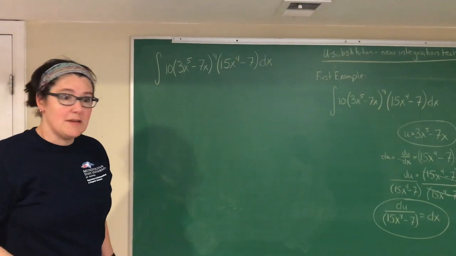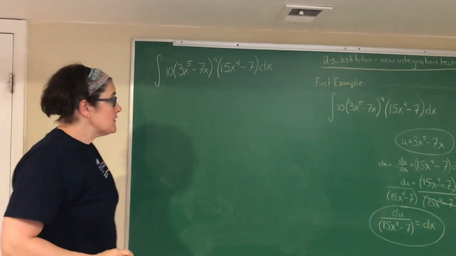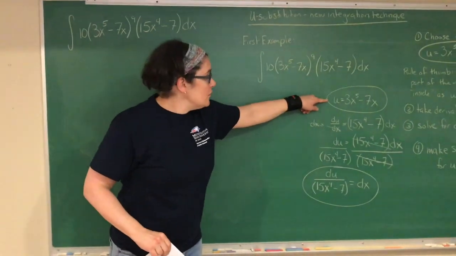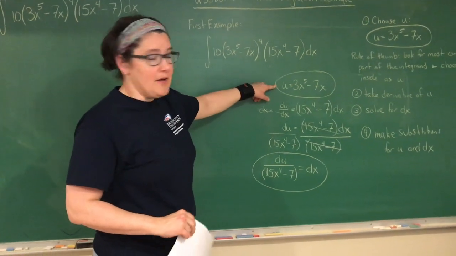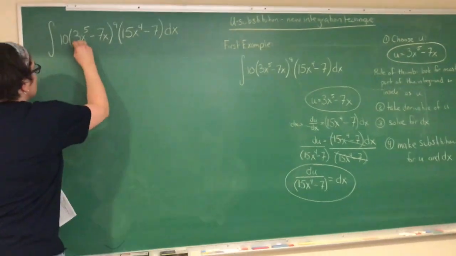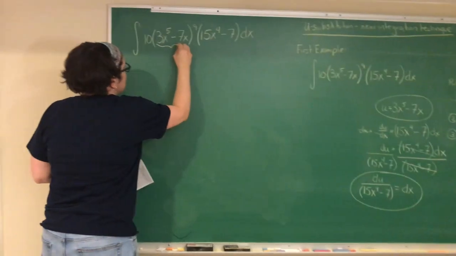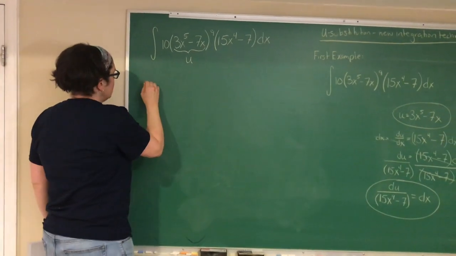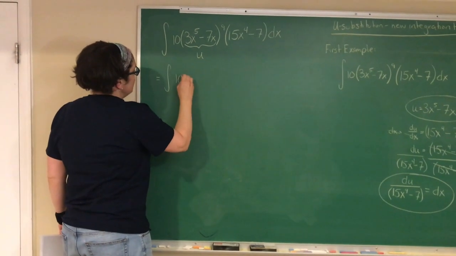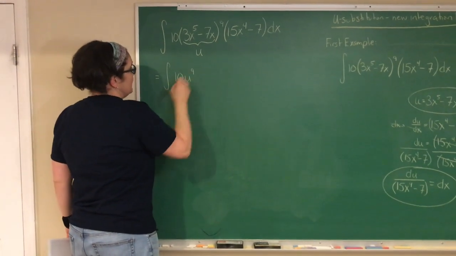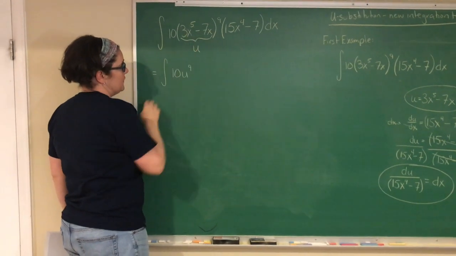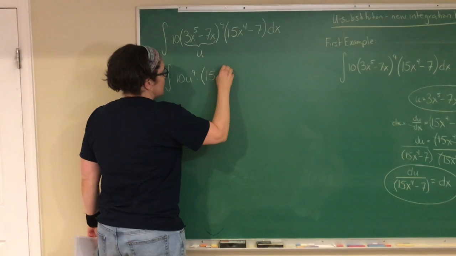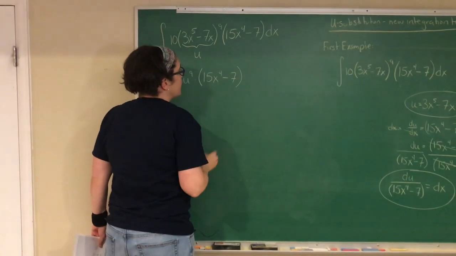Step 4 is to make some substitutions. The first substitution that I'm going to make is our choice for u. So u was 3x to the 5th minus 7x. I'm going to get rid of the 3x to the 5th minus 7x and replace that with a u. So we have the integral of 10 times u to the 9th, I've replaced that fancy stuff with a u, times 15x to the 4th minus 7.